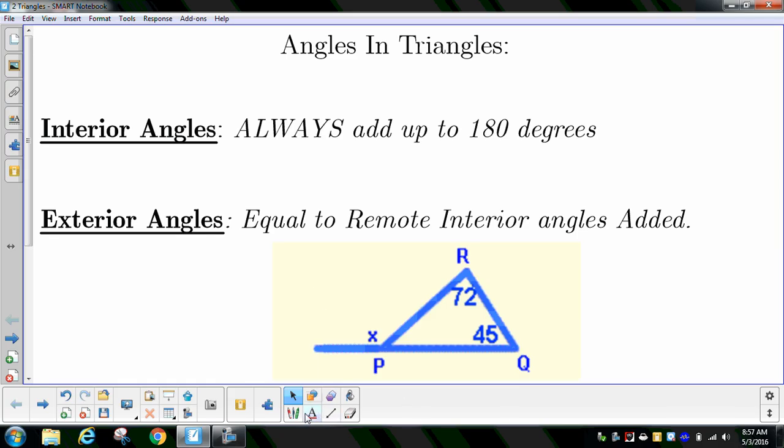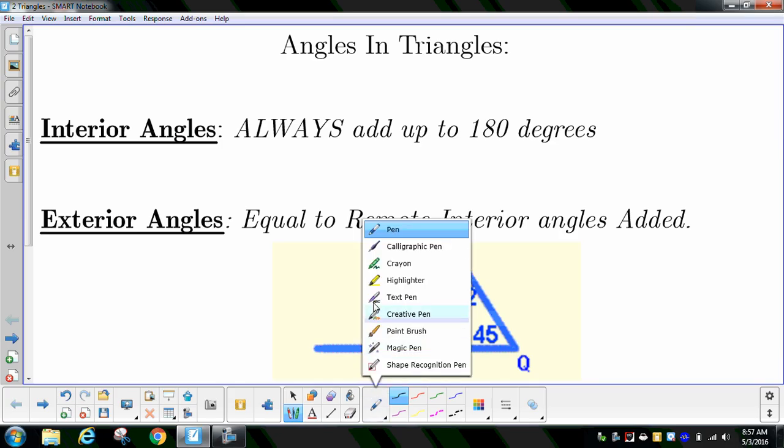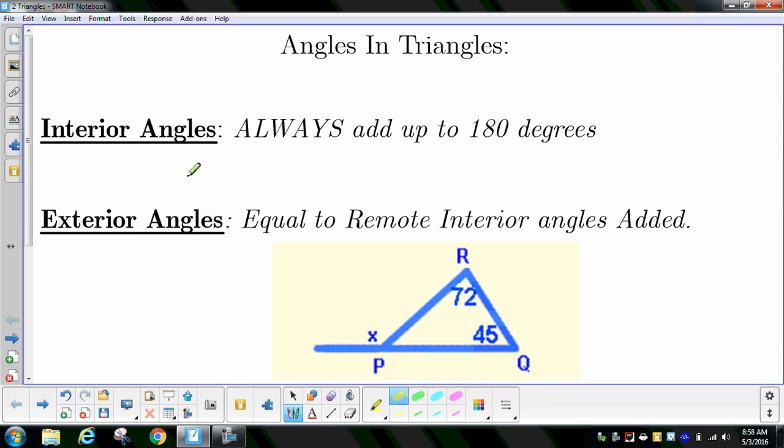So first things first, something you're all very comfortable with, and that is that all of the interior angles, so all the inside angles of a triangle, add up to 180 degrees. So if I look at this triangle, this interior angle and this one all add up to 180. So if I have two inside angles, I could always find the third by writing the equation that all these angles equal 180.